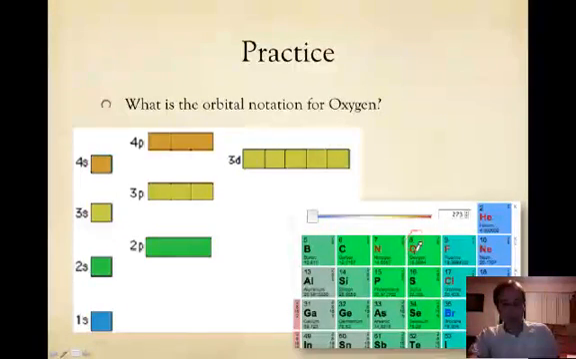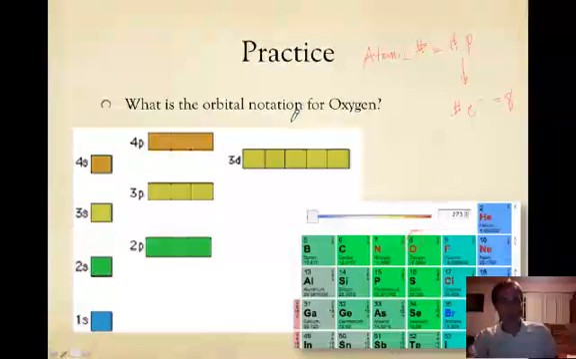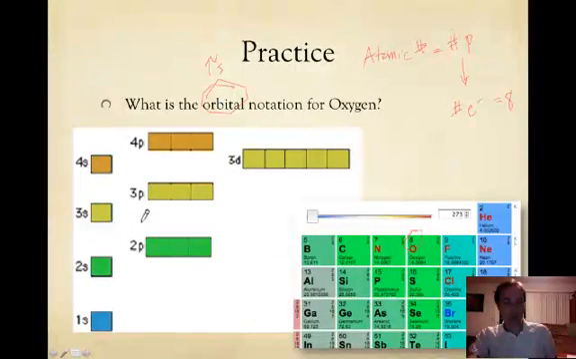Oxygen has an atomic number of 8. Why do I care about the atomic number? Well, the atomic number equals the number of protons. And because oxygen is neutral in this case, it also tells us the number of electrons. So that means it has 8 electrons. We want the orbital notation, which is a way of describing where these electrons are found. And remember, orbital notation is all about arrows. So in other words, we need to fill this up with 8 arrows.